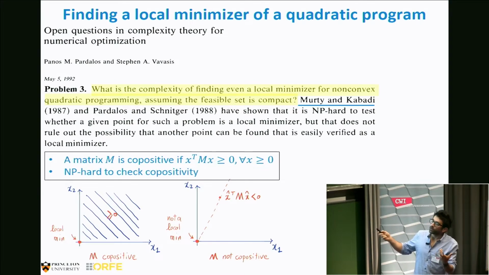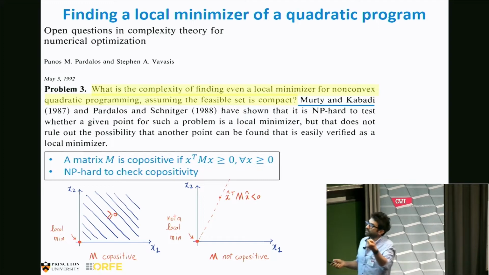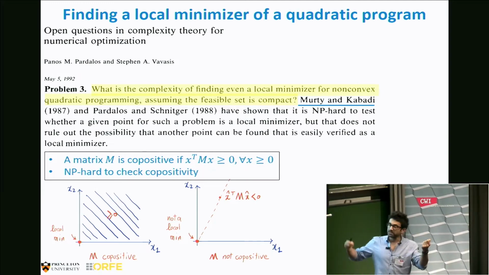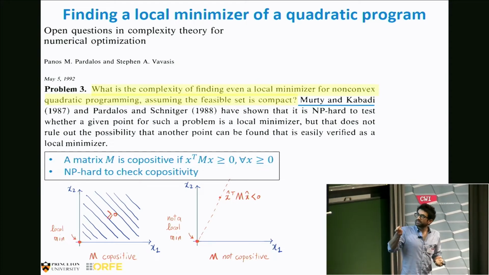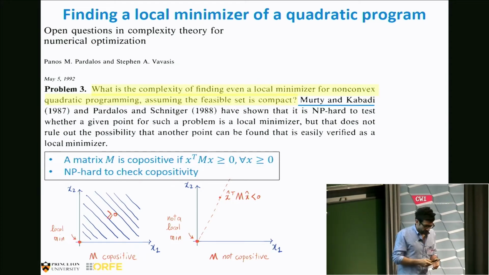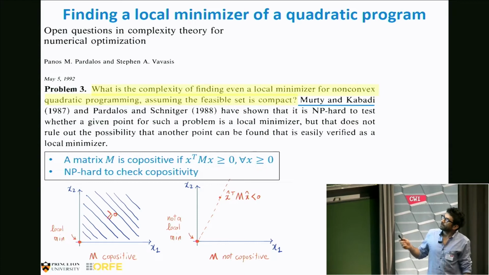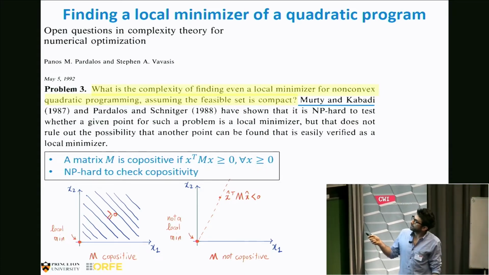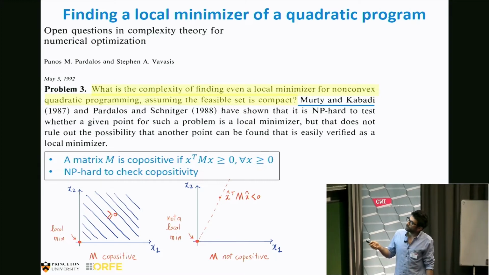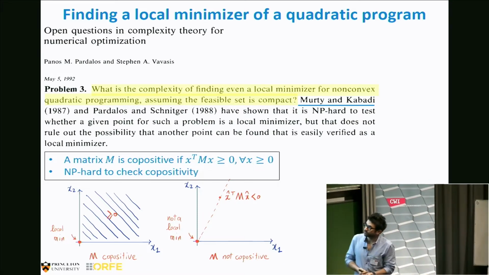There's a related problem, the recognition problem. If I give you a polynomial optimization problem, let's say a quadratic program, and a point, and I ask you, is this point a local minimum? That was already shown by Murthy and Kabadi to be an NP-hard problem. However, as is explained here, this does not rule out that there could be other local minima that are easily verified as a local minimizer, and potentially a polytime algorithm could find them.